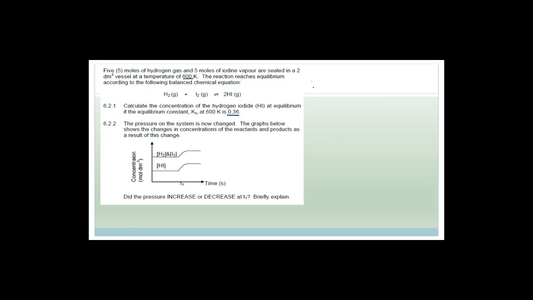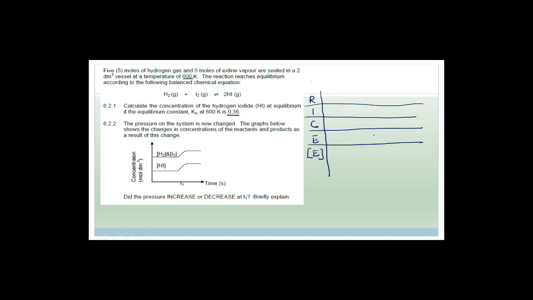So we're going to do RICE again, and I'm going to start you off, and then I know that we're running out of time. So what I'd like to suggest you do is try it for yourselves, and then you can come back to our lesson tomorrow and see how you did, and we'll finish off this question, then move on to acids and bases. So we've got H2, we've got I2, and then we've got the product 2HI.